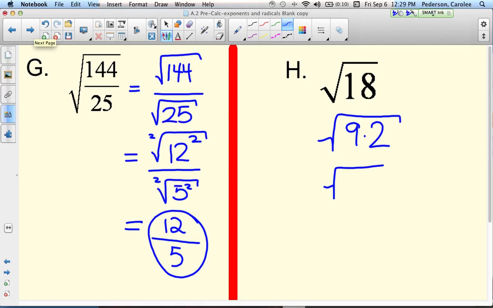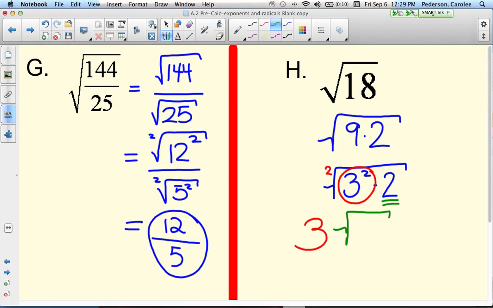If you don't, break down 9 into 3 squared. What pops out is anything that's raised to the second power. Remember, my index is a 2. So this is going to pop out as 3. I cannot remove that square root of 2 because it's not raised to the second power. So that's going to stay underneath.